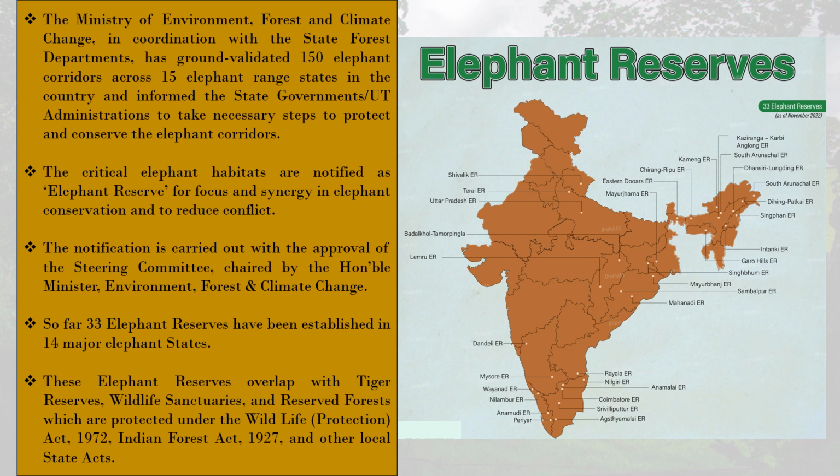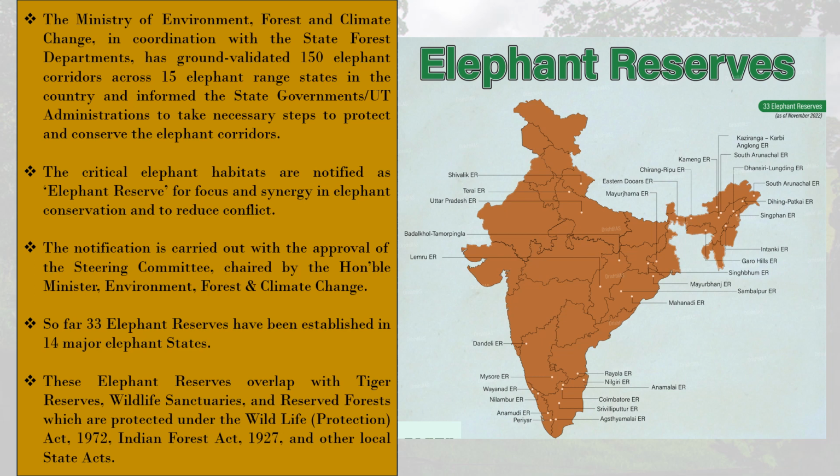And majorly, if you see the elephant reserves in Odisha, there are three: Mayurbhanj Elephant Reserve, Sambalpur Elephant Reserve, and Mahanadi Elephant Reserve. These elephant reserves also overlap with tiger reserves, wildlife sanctuaries and reserve forests, which are protected under the Wildlife Protection Act 1972, Indian Forest Act 1927, and other local state acts.